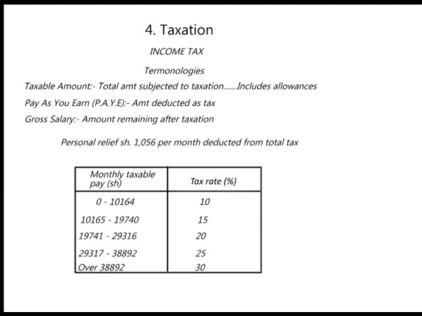Now, here is a sample of tax brackets as of 2005. From these tax brackets, it means that any amount earned between 0 shillings and 10,164 will be taxed 10% of that. If you earn more than 10,164, then the remaining amount will be subjected to taxation in the second bracket. That is, any amount between 10,165 and 19,740 will be taxed 15%. If you earn more than 19,740 shillings, then the other amount will be taxed in the third bracket, and so on and so on. And so for an individual who earns 18,000, the taxation will end in the second bracket.